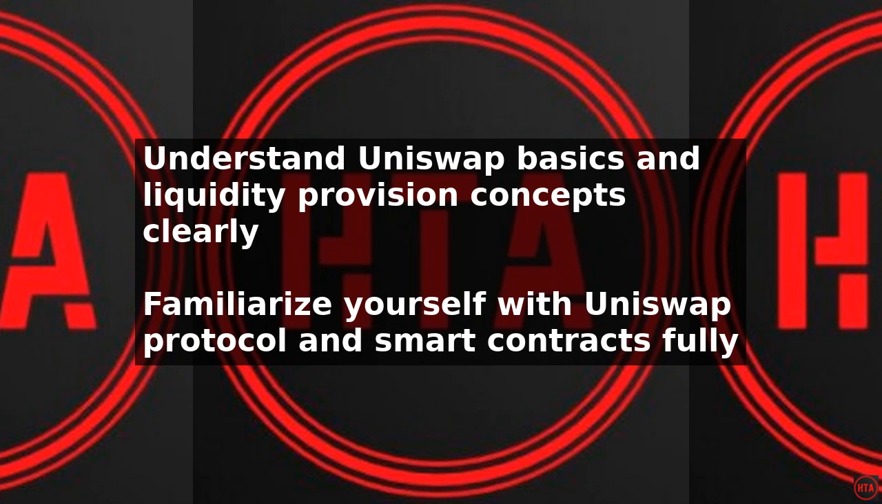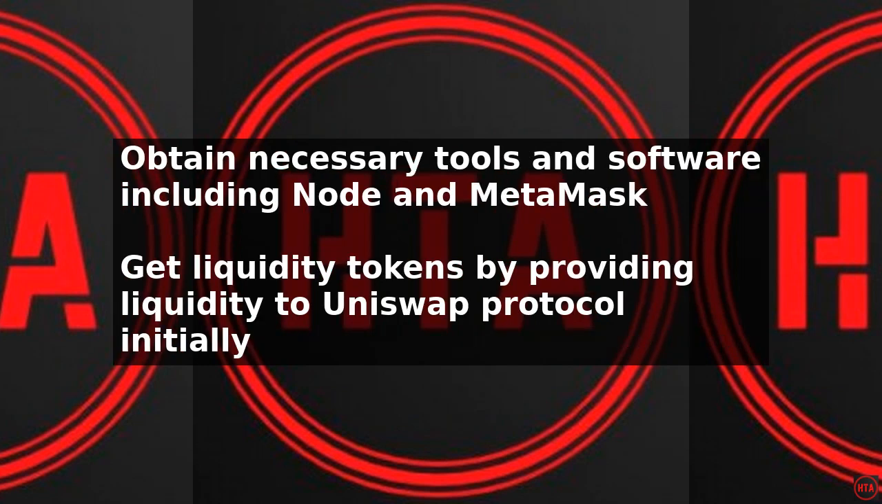First, ensure you have the necessary tools and software installed, including Node.js, a code editor, and a wallet provider like MetaMask. Familiarize yourself with the Uniswap protocol and its smart contracts, including the Uniswap v2 router and the Uniswap v2 pair contracts. Next, obtain the liquidity tokens you want to remove from the pool.